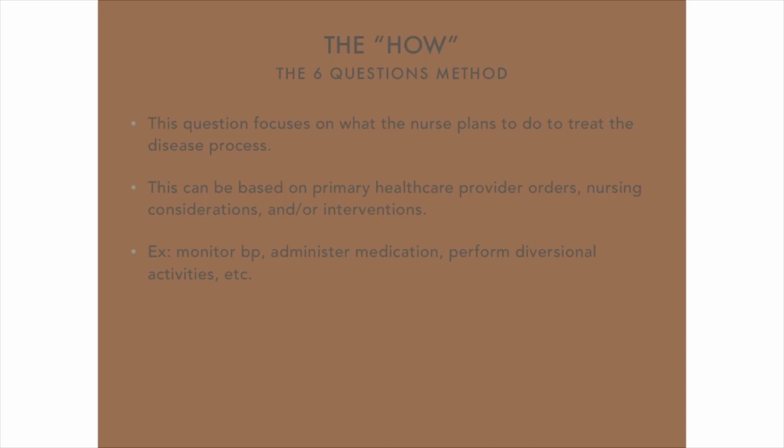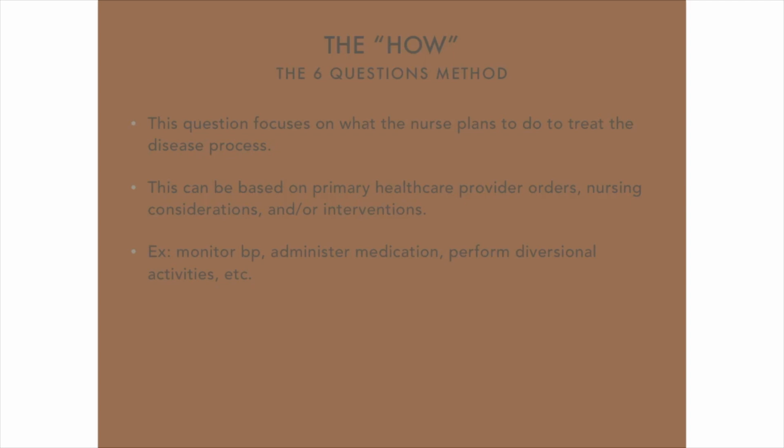Now, this can be based on primary healthcare providers' orders. So you're going to be following a set of orders, some nursing considerations, things that you as the nurse would consider, and/or interventions that you may want or need to implement. Here are some examples. Maybe I should monitor the blood pressure. I could administer some medication, or maybe I need to perform diversional activities. These again are specific to whatever disease process you are trying to treat.